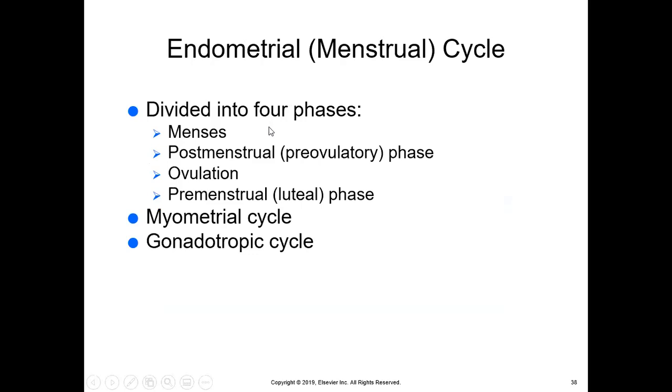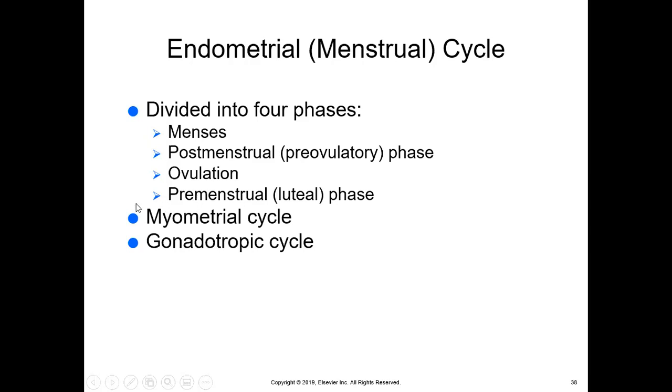So the endometrial or menstrual cycle is divided into 4 phases. You have menses, which is the actual sloughing off of the inner lining of the uterus. Then you have the post-menstrual or pre-ovulatory phase. So post-menstrual is after your menstrual cycle, but before the ovaries ovulate, before they release any eggs. Then you have ovulation. That's where the eggs are released from the ovaries. And then you have the premenstrual or luteal phase.